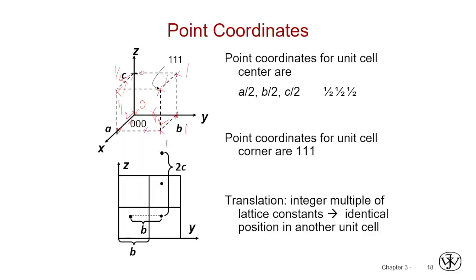Next, you guys got to know about these point coordinates, right? If particular coordinates are given, say 1, 1, 1, or a by 2, b by 2, or 1 by 2, 1 by 2, you know how to mark the coordinates on the crystal lattice, right? On the unit cell, right?